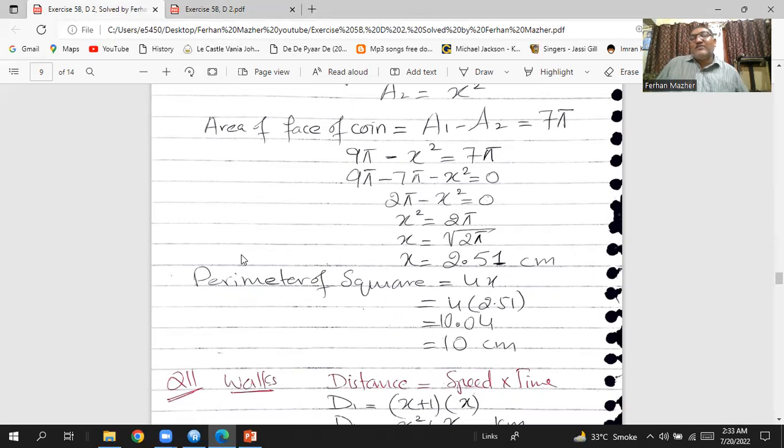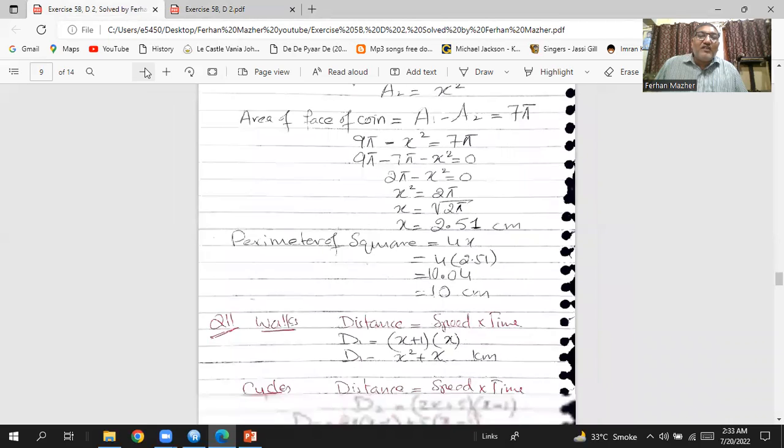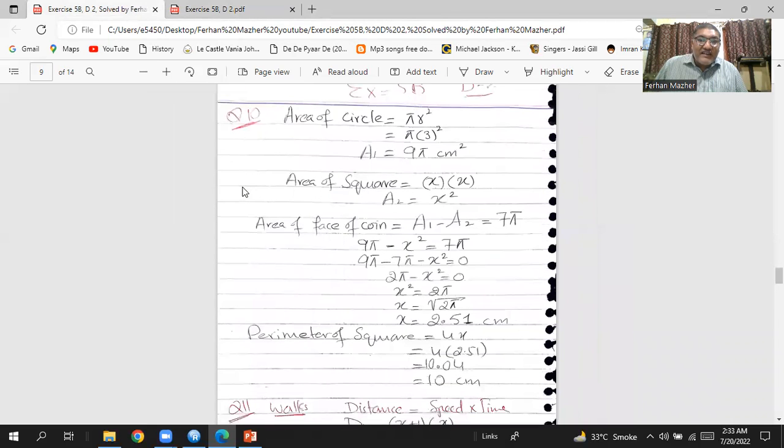Then their question was, what is the perimeter of that square? The perimeter of that square will be 4x. So 4 into 2.51 will be 10.04, so approximately 10 centimeters is the perimeter of that square. So, my dear student, this is question number 10, which is the whole question showing up on your screen, and you can pause the video and take your time with this question.